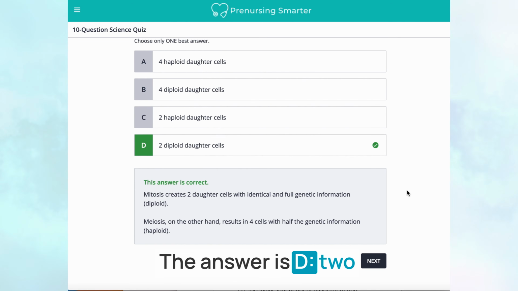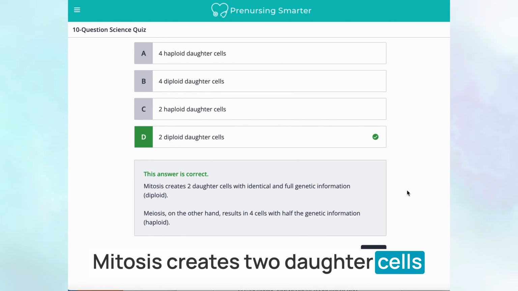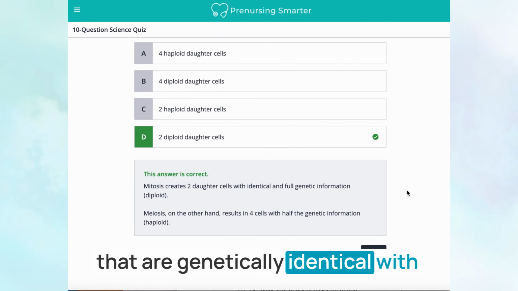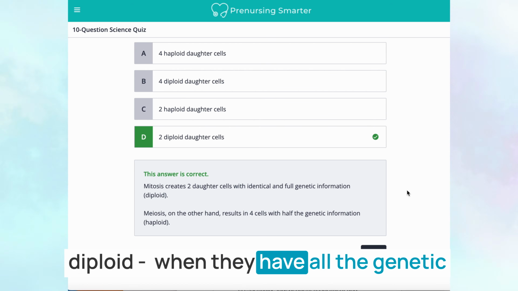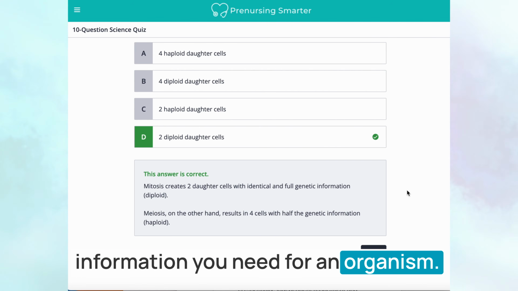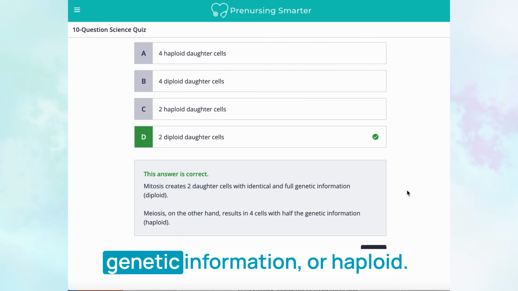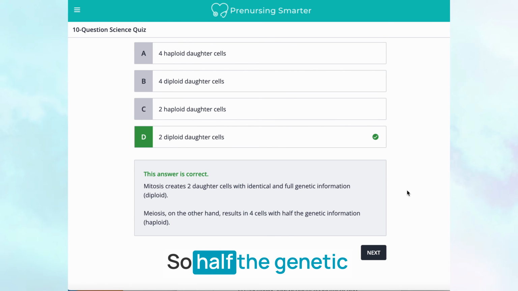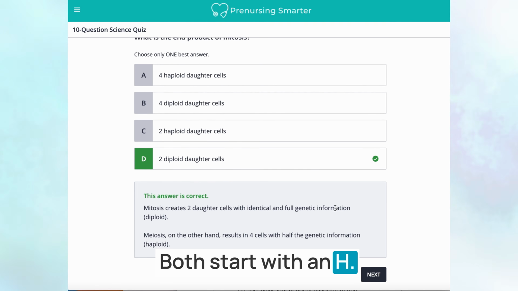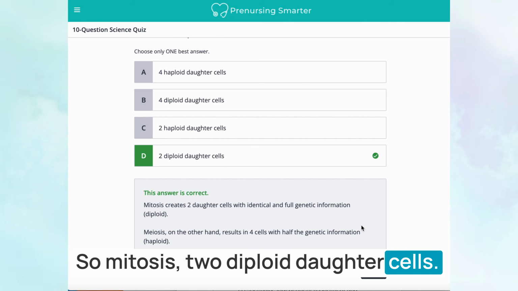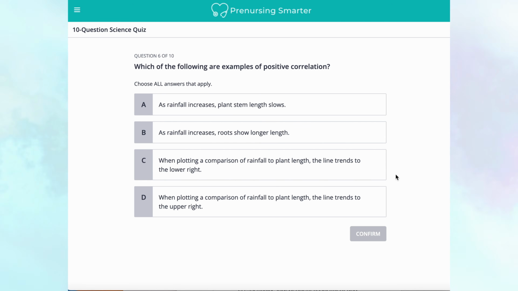The answer is D, 2 diploid daughter cells. Mitosis creates 2 daughter cells that are genetically identical with the full genetic information. So that's diploid, when they have all the genetic information you need for an organism. Meiosis, on the other hand, creates 4 cells with half the genetic information, or haploid. So half the genetic information needed, haploid. Both start with an H. So mitosis, 2 diploid daughter cells. For the TEAS, you need to know the end products of mitosis and meiosis.